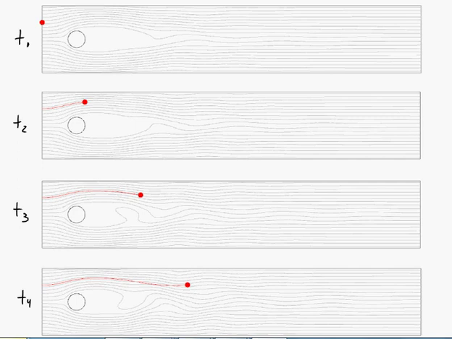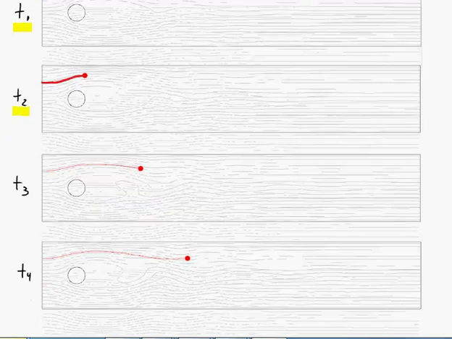across a streamline. A path line is a line that follows a particular particle as a function of time, and so it traces out the path that a specific particle takes. If we look at time 1, we can see the particle is just starting. At time 2, this particle has traced out part of a path through the first portion of the flow domain.